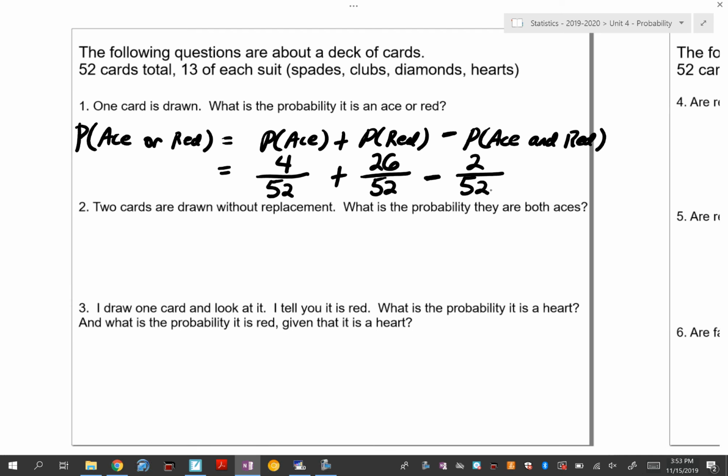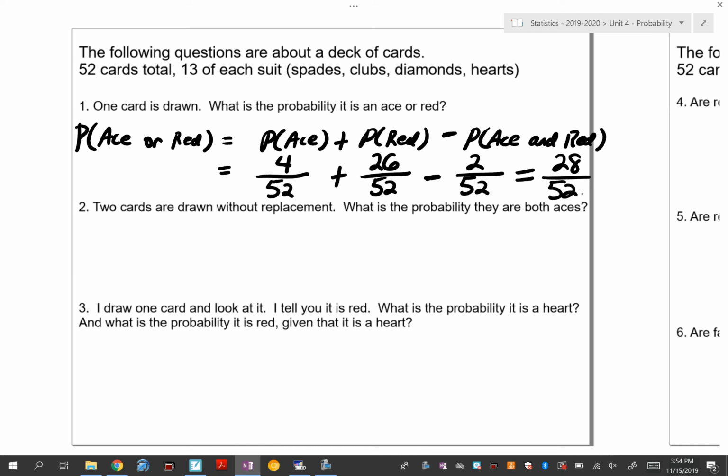Okay, Leslie F., did that help or no? Great. So the answer is 28 over 52. For this example, we're just going to leave it as a fraction, but if you wanted a decimal, obviously you could. Question? Yes, Bianca. So you're just supposed to know which two red aces.